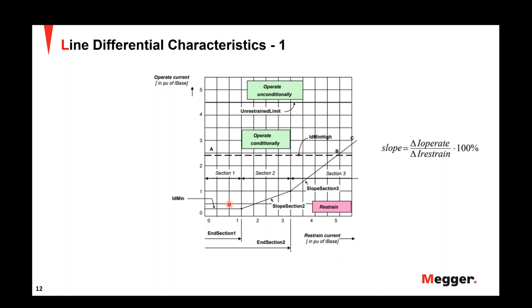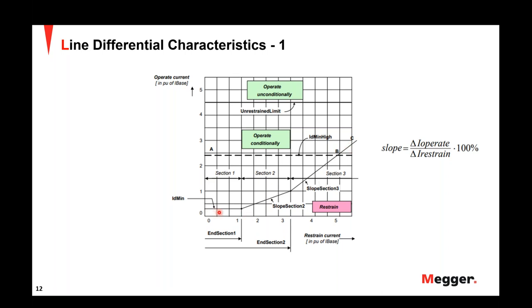So the slope that you see here is basically defined by the ratio of your differential current over your restraint current, right? So once we have the differential and restraint current, you would also know what the slope percentage is. And every relay has its own setting of slope one and slope two if it is following this kind of characteristic. So this characteristic basically divides the plane into different sections.